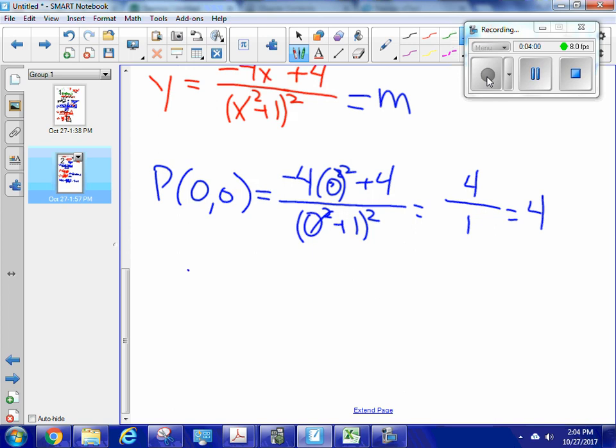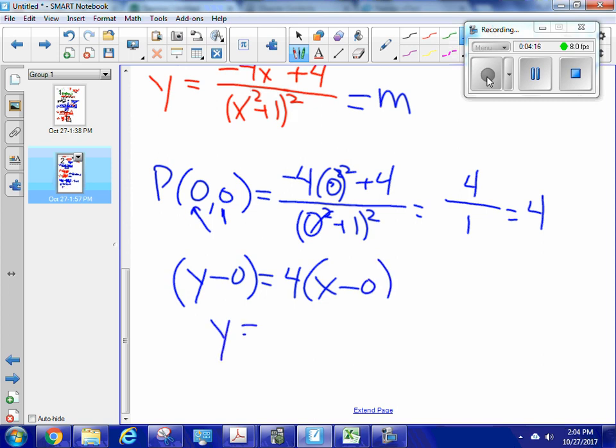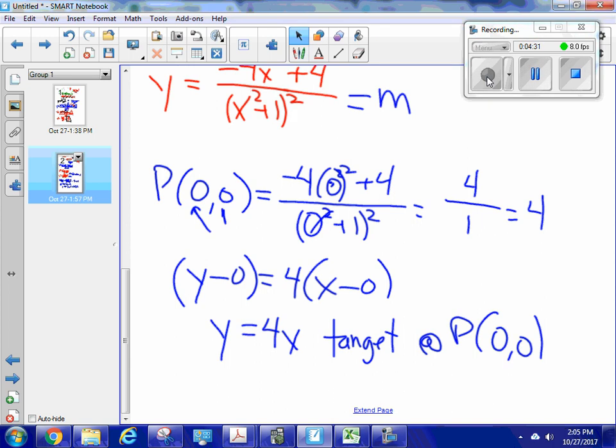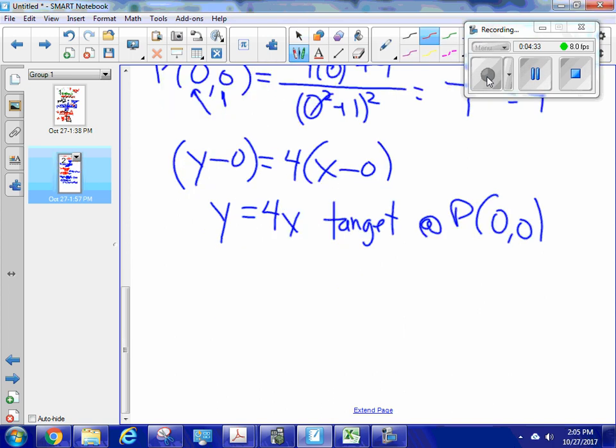I have the point, so y minus y1, which is 0, y minus 0, is equal to 4 times x minus x1, which is 0. So y is equal to 4x. That is the tangent line at point (0, 0). Let's find it at point (1, 2).